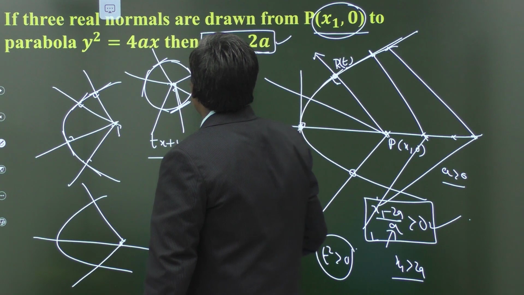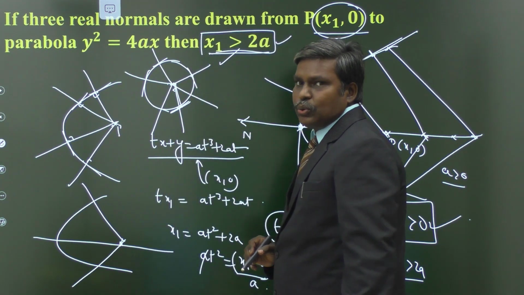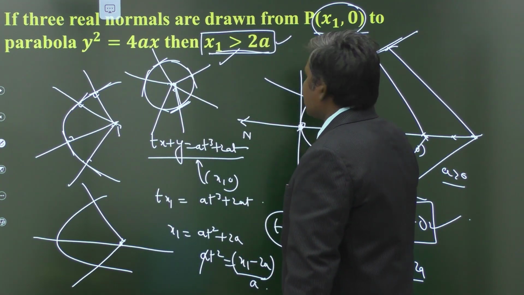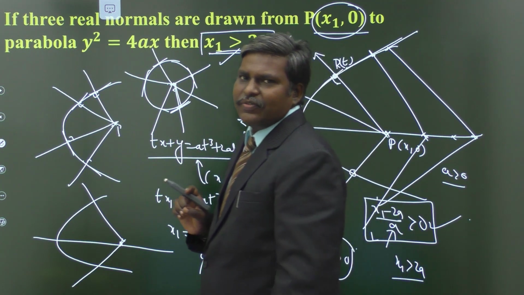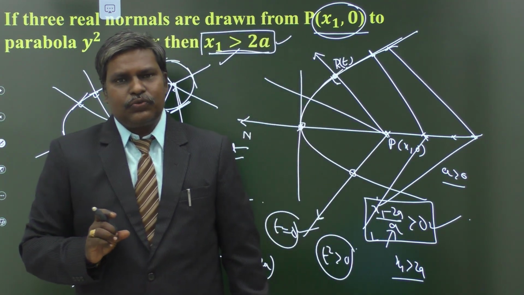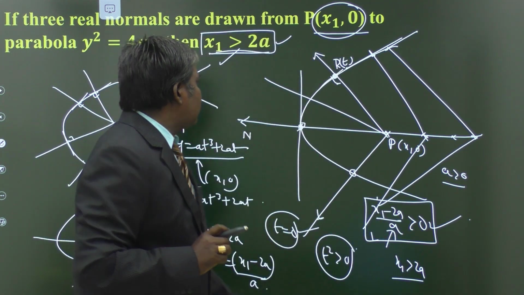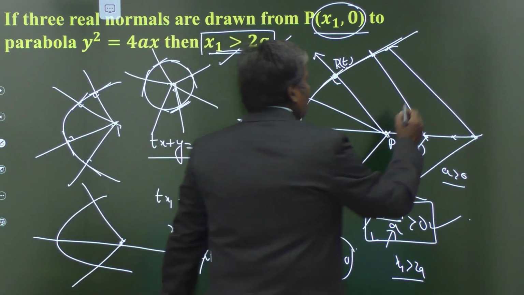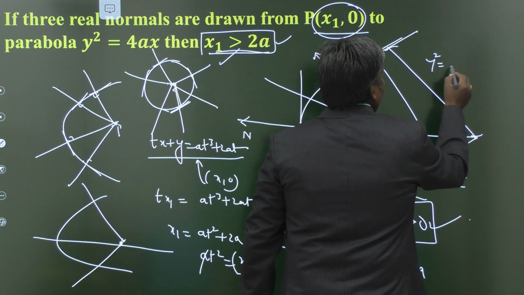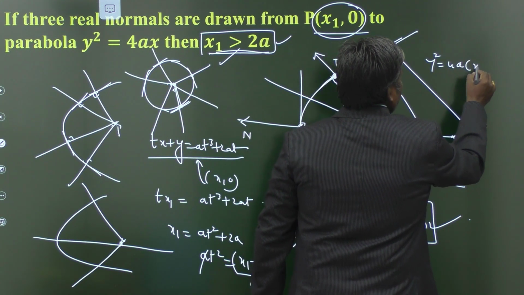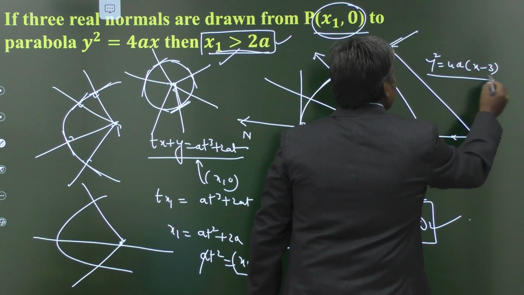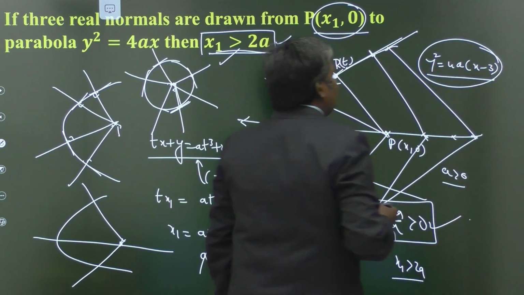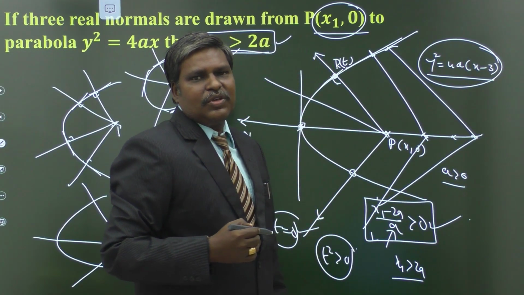So, what is the condition, my dears? x1 greater than 2a. So your point (x1, 0) is on the axis of the parabola y square is equal to 4ax. Then x1 should be greater than 2a. Suppose your parabola is like this, y square is equal to 4a into (x minus 3). Three real and distinct normals are drawn from the axis of the parabola.